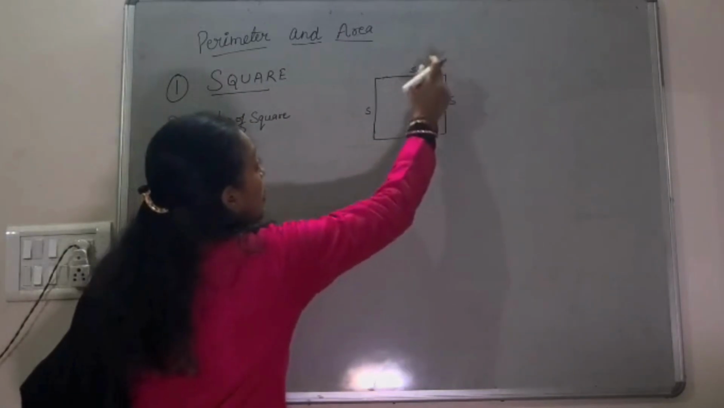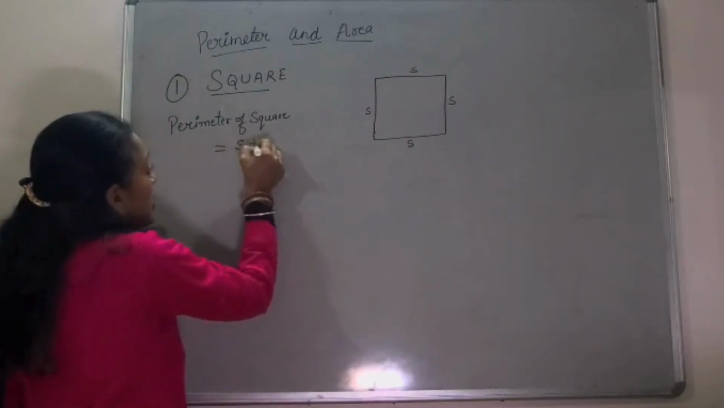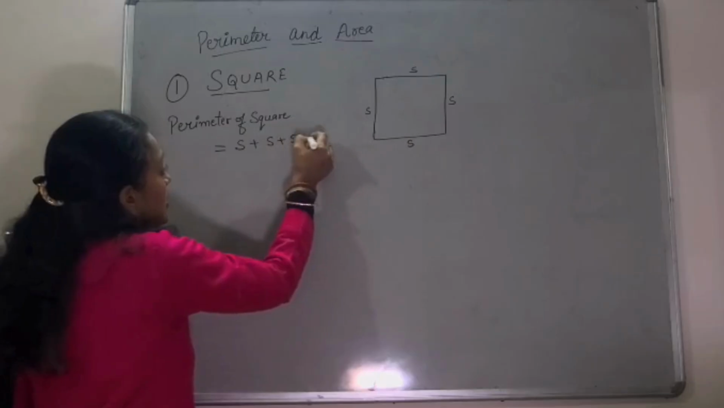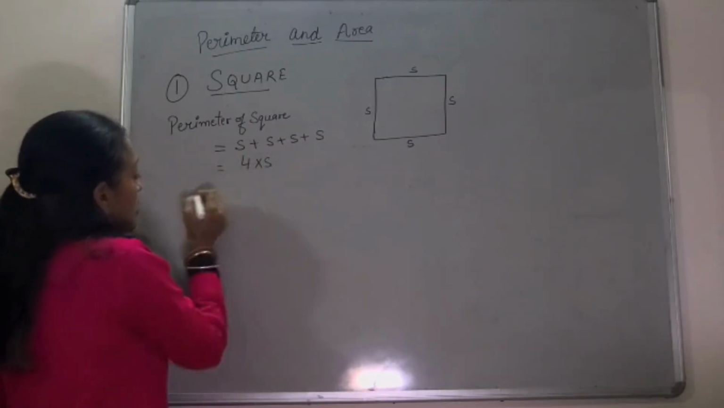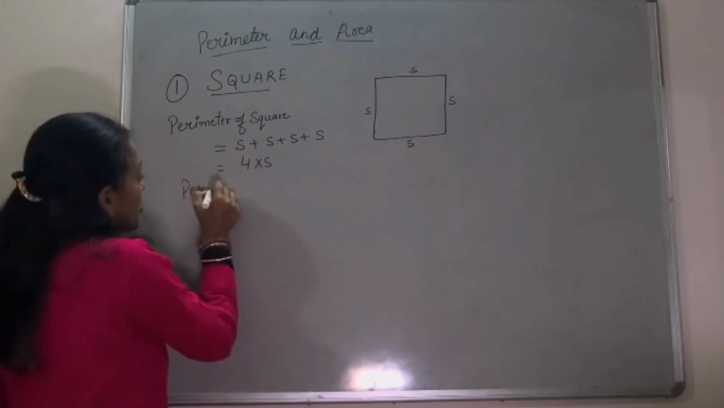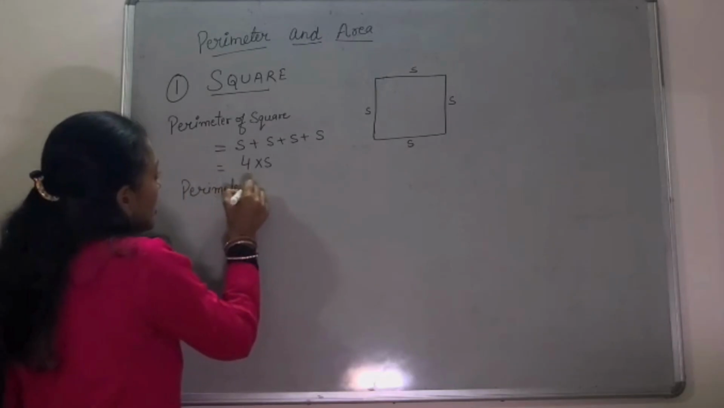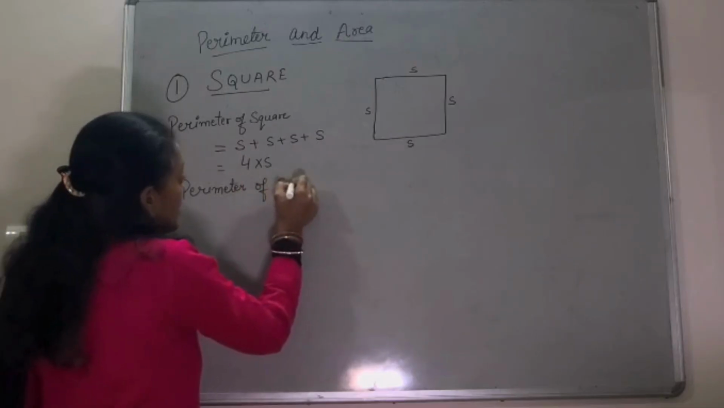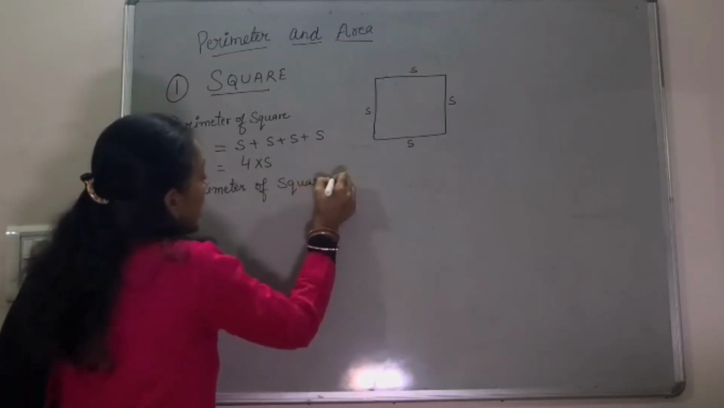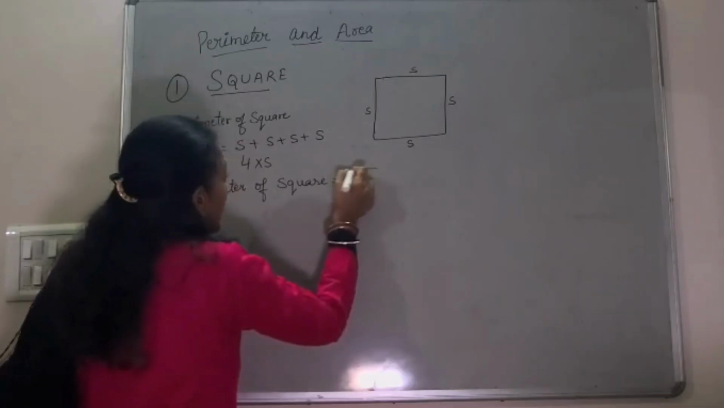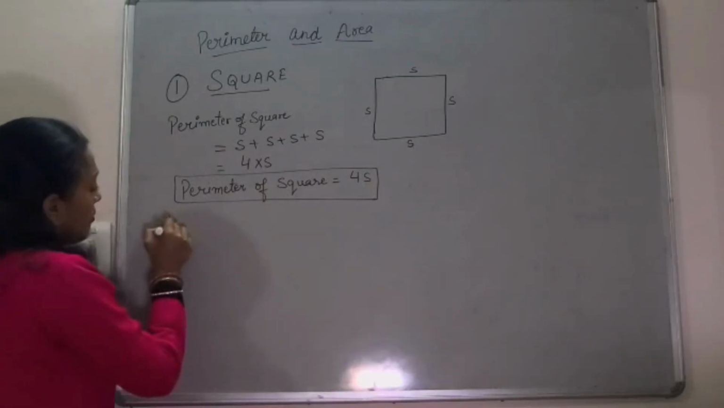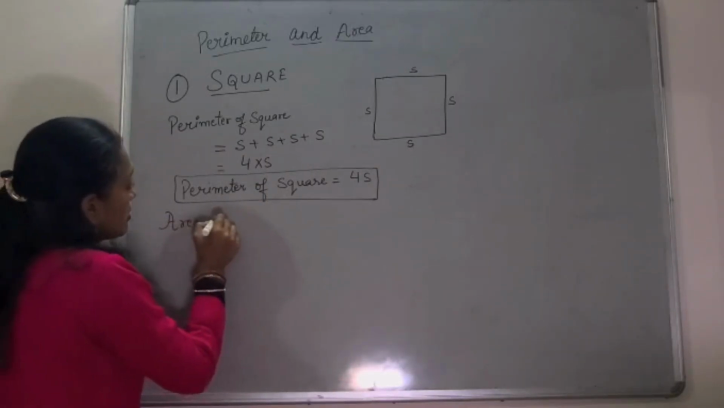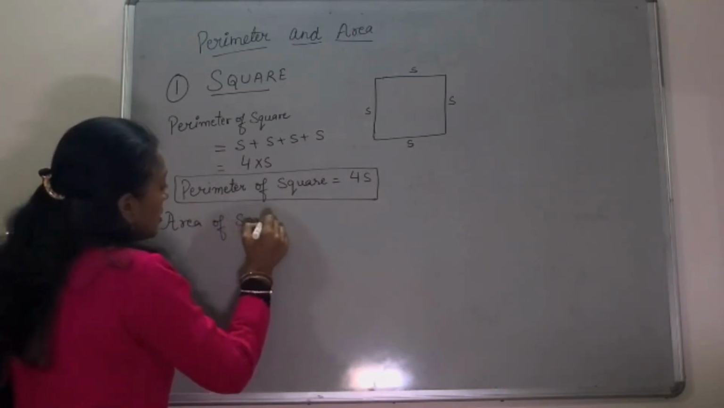If I add up all the sides, S plus S plus S plus S, this will give you 4 times S. So my perimeter of square is 4S. Or if you are taking side as A, you can say 4A. This is very simple.